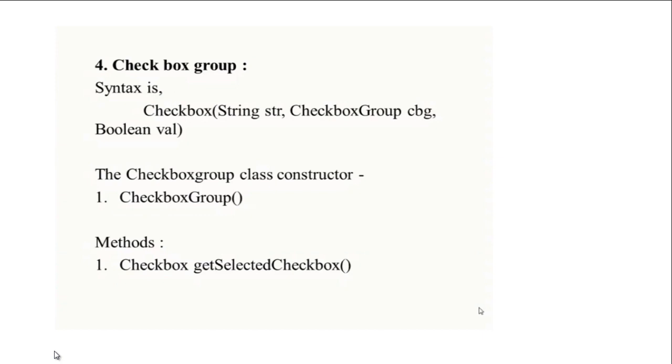Then we can see the syntax for the CheckboxGroup class constructor, that is CheckboxGroup(). Then the methods of this checkbox group are: Checkbox getSelectedCheckbox(). Using this method we can retrieve the value of the selected checkbox.